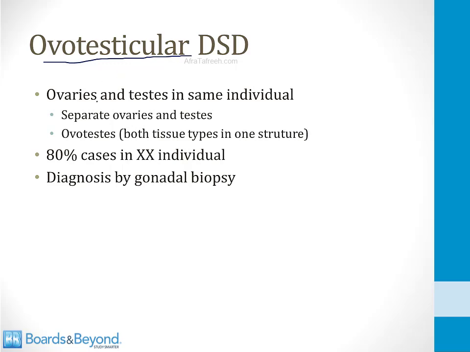This happens when an individual is born with ovaries and testes present. Often there are separate ovaries and testes inside the pelvis. Sometimes there are what's called ovotestes, which is where both tissue types are found in one structure. In 80% of cases, the chromosomal sex is female, meaning it's an XX individual, and the only way this is diagnosed is by a gonadal biopsy showing presence of both ovarian and testicular tissue.